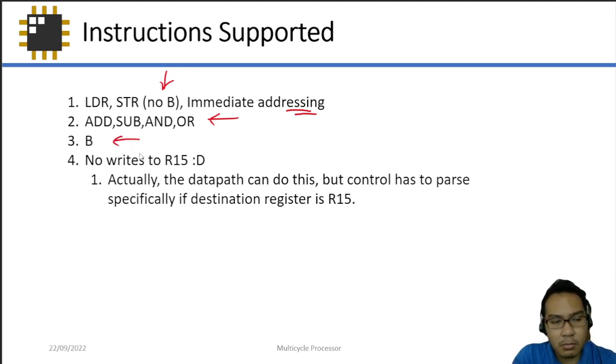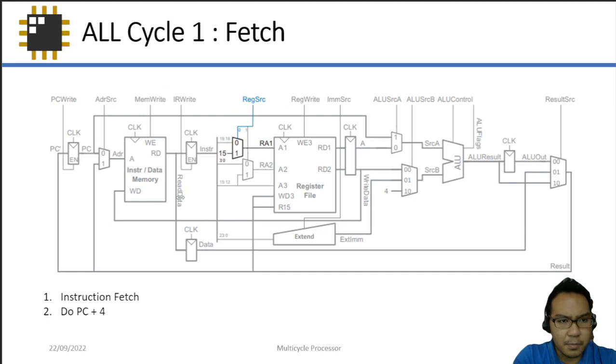Branch, yeah, branch, and we cannot write to R15 because this thing has specific control considerations that we don't actually consider at the moment. So okay, I'm going to discuss first how we do the first cycle for everything.